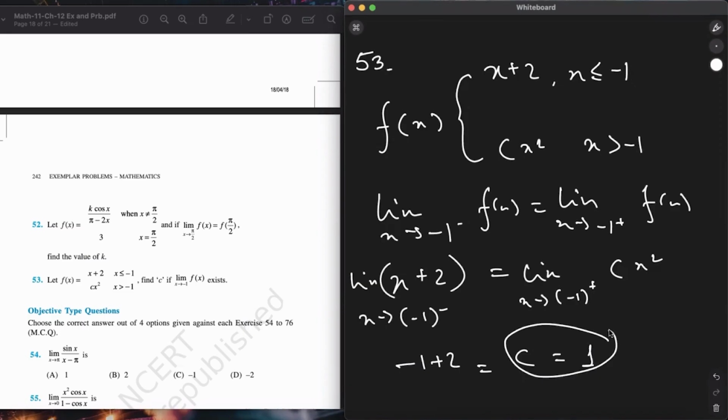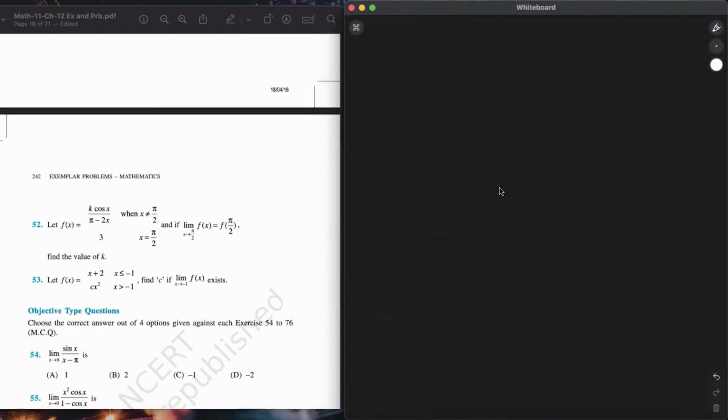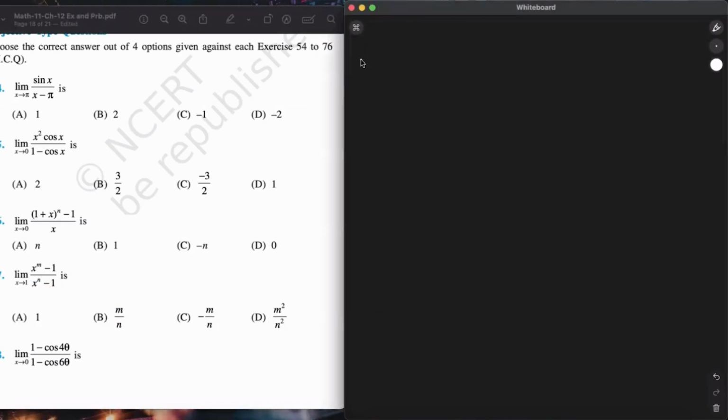All right, the next question. Now we are moving forward to the objective type questions. Choose the correct answer out of 4 options. Let's see the first question.